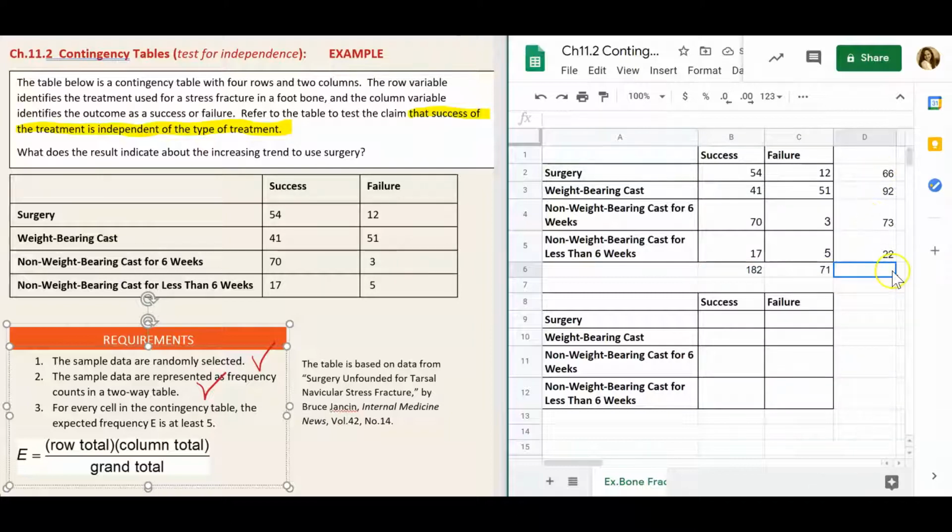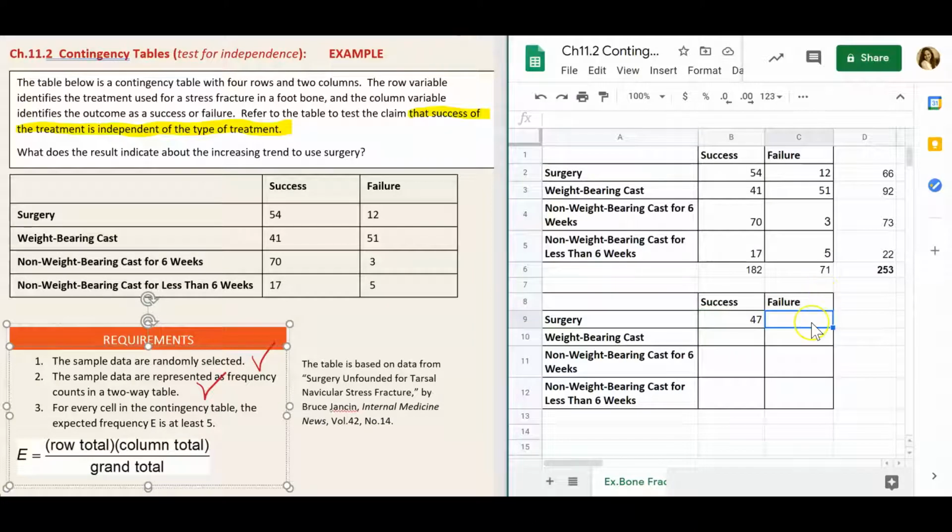Now let's find the grand total. Equal sum, open parenthesis, select the sum of all rows, close parenthesis, enter. 253 is the grand total. Now let's write the formula to find the expected frequency for each category. For the first category, surgery, in success, equal 66, the row total, times 182, the column total, divided by 253, the grand total, equal 47.